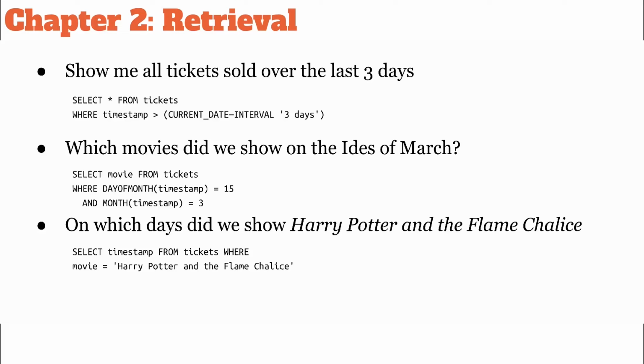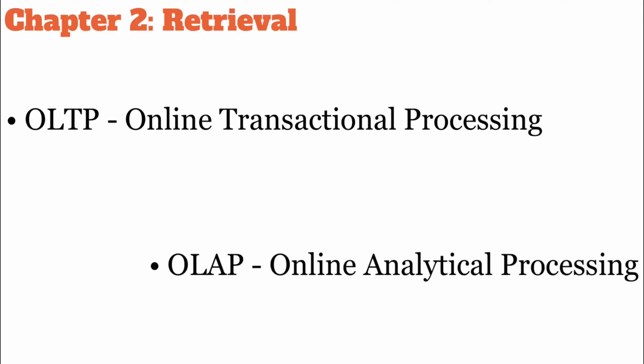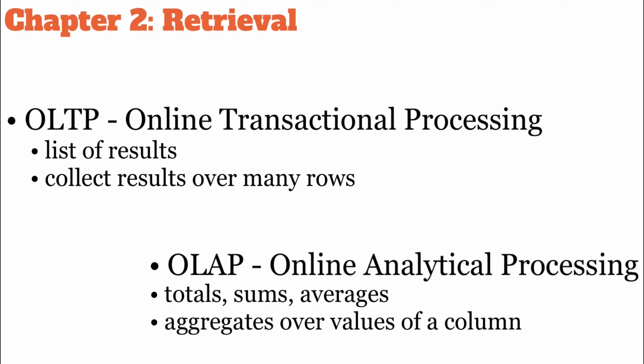These queries belong to one category of queries. Queries of a second type are, how many tickets did we sell on Labor Day? Over the last 3 years, show me the total tickets sold each month. These two types are called OLTP and OLAP respectively, online transaction processing and online analytical processing. One returns a list of results from the tickets table, the other returns sums from the table. Row-based databases work better for transactional queries, and column-based databases work better for analytical queries.